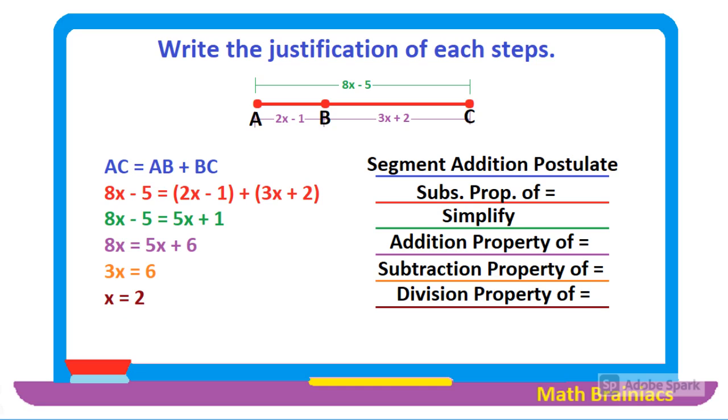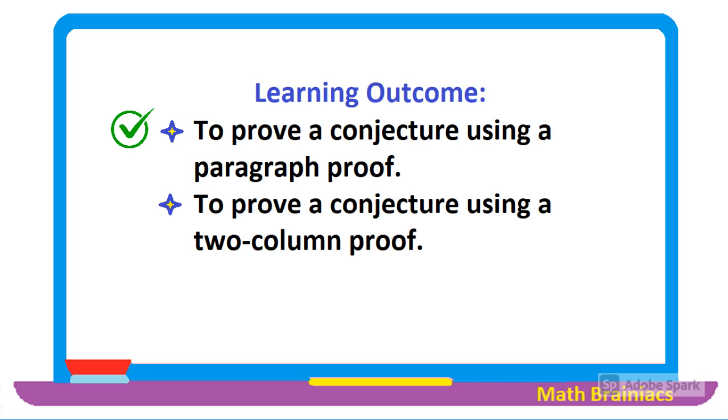Consequently, we have justified all the steps of the given equation. On this account, we have already learned how to prove a conjecture using a paragraph proof. Now, let us study how to prove a conjecture using a two-column proof.